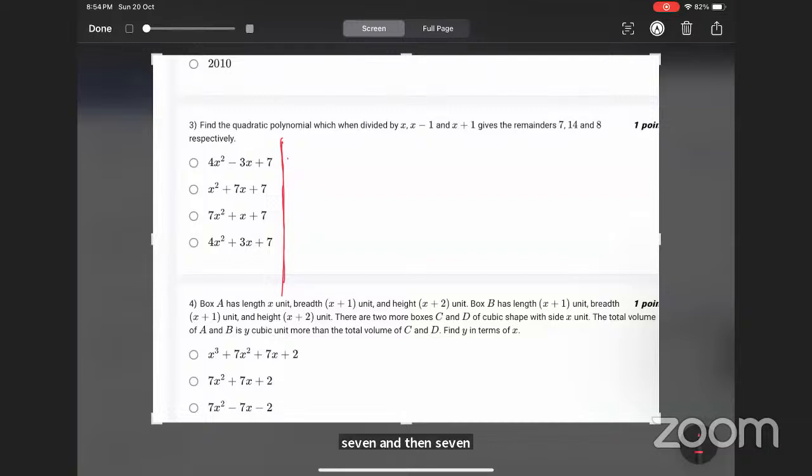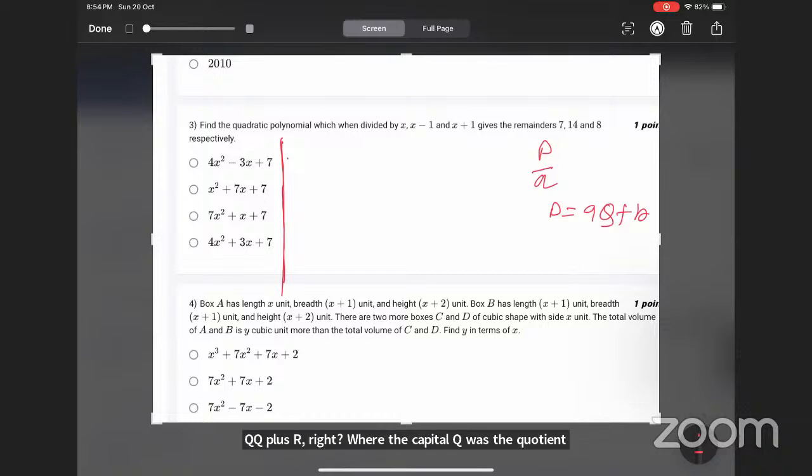Okay, I've seen your ideas. Now let me discuss my idea. If we have to solve this type of thing, then we will proceed with the general method. Generally, if we want to do P by Q, then we had something like P equals Q times q plus R, where the capital Q was the quotient and R was the remainder, right? Here, I don't know what is our P. We have to calculate P, right?